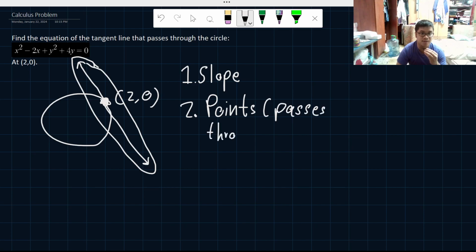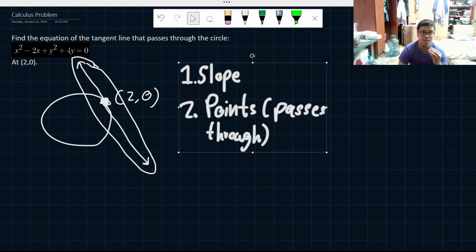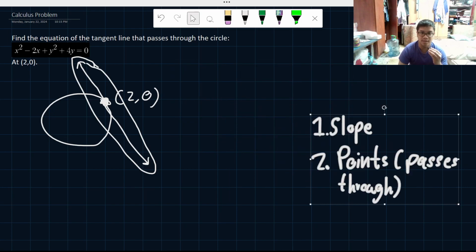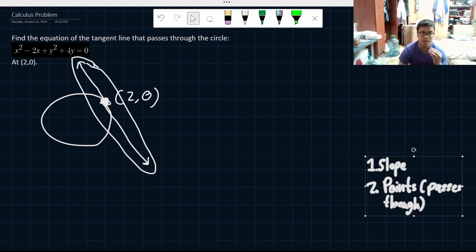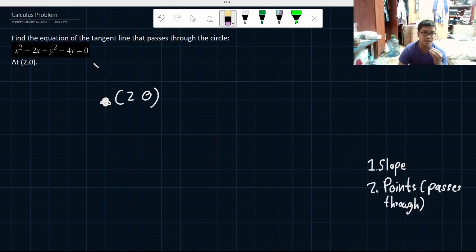I think the second one is the easiest. But for now, let's take it slow, right? Because first things first, we're going to find the slope of the tangent line. So let's just put these two here on the side. Let's make it small here, and we're going to erase the visuals. So how do we get the slope of the tangent line?